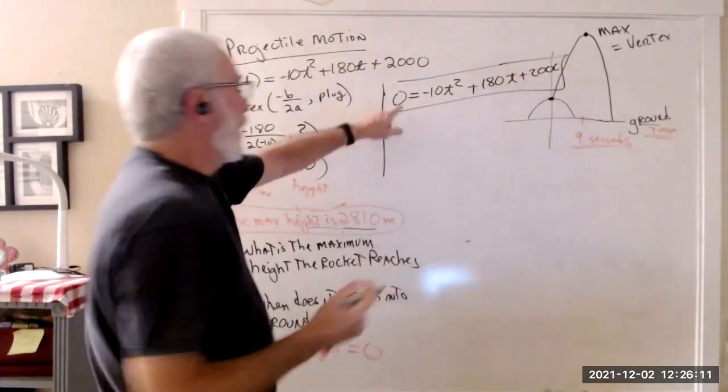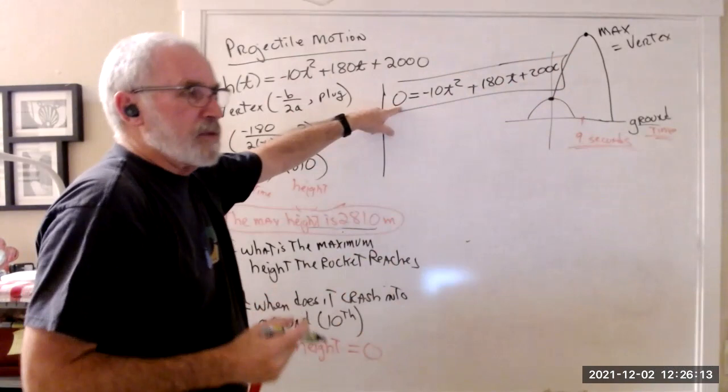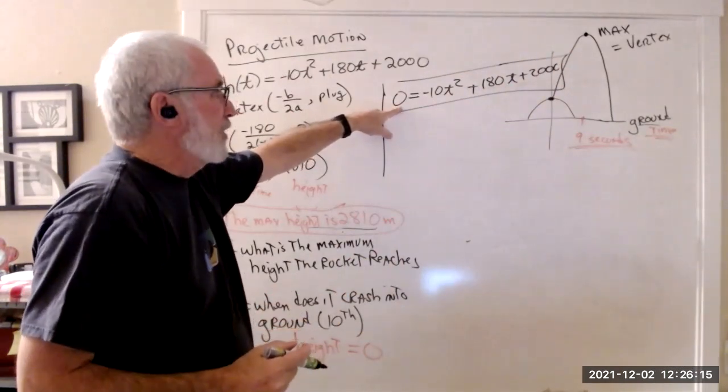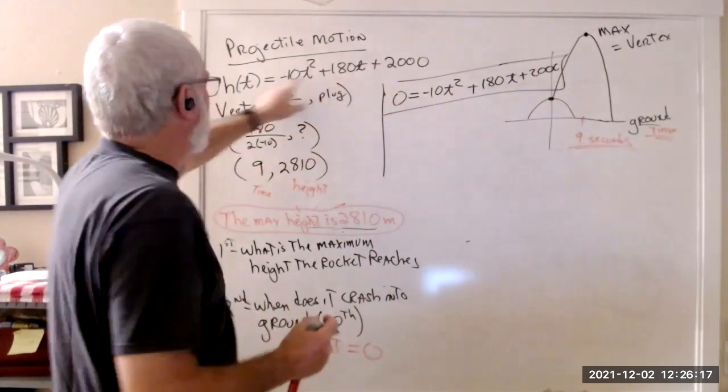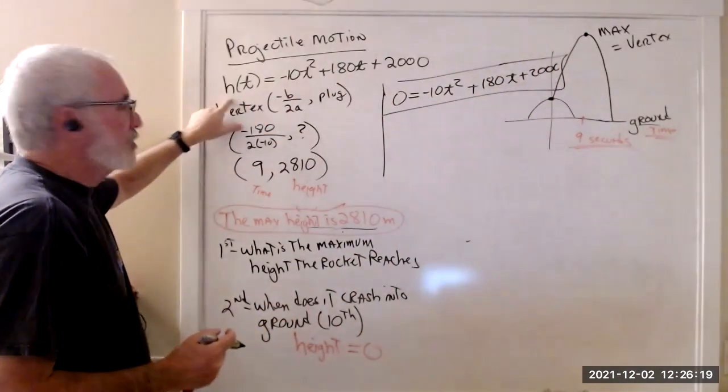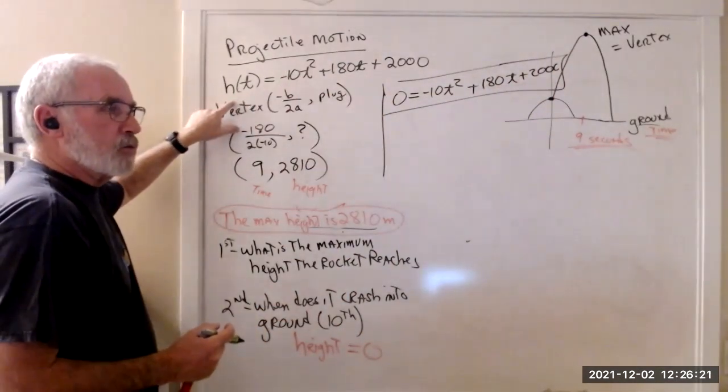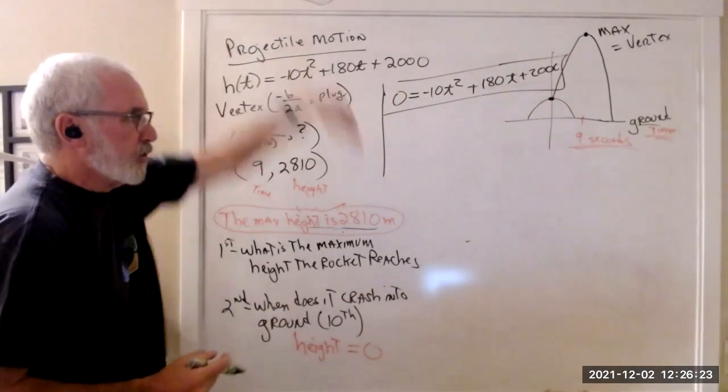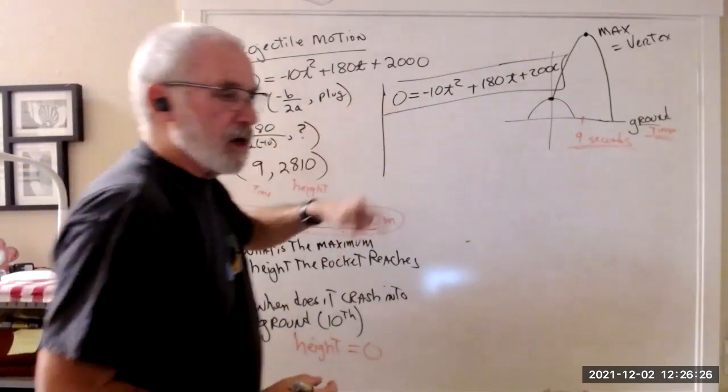Okay, that's the equation. I'm going to erase it while you guys are working and write it neater. But that's the equation for hitting the ground because the height will be 0 when it hits the ground. Okay, so I'll pause the recording. You solve the problem.